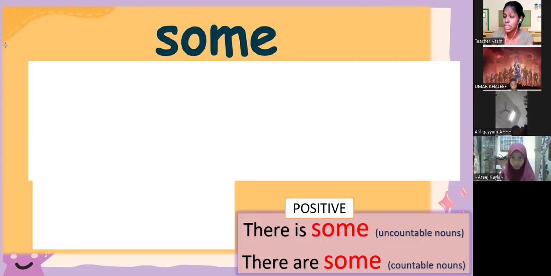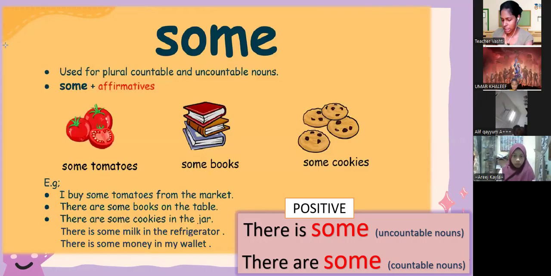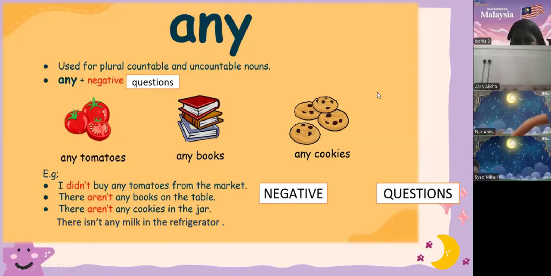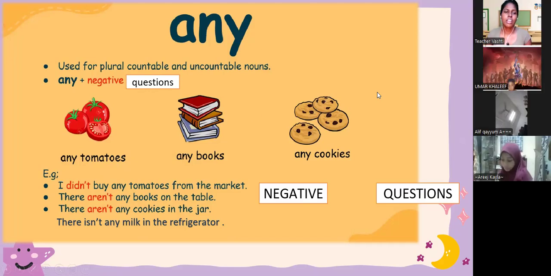All of you done? Now, what must you remember? Some you use for positive sentence. Now, if your sentence is negative, if it's a question, you must use the word any. Okay? Now, it is also used for plural, maksudnya banyak. Countable boleh dikira and uncountable nouns, benda yang tidak boleh dikira. Sama je dengan tomatoes tadi, books tadi, cookies tadi.